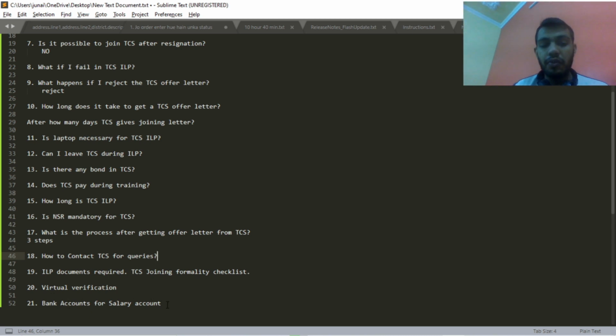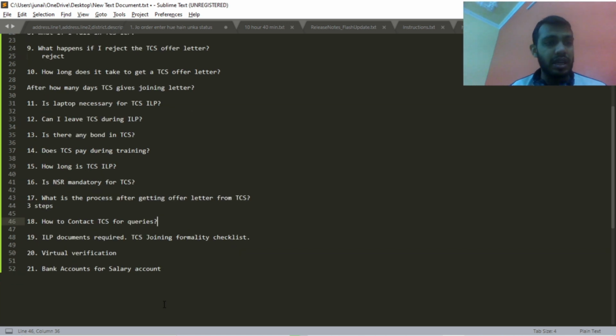The last question I got: in which bank can you open a salary account? There are around 5 to 7 banks. First is SBI, then ICICI, then HDFC, then Indian Bank, and there is one American bank, something like that. These four are the main banks, and you can open a salary account in any of them.